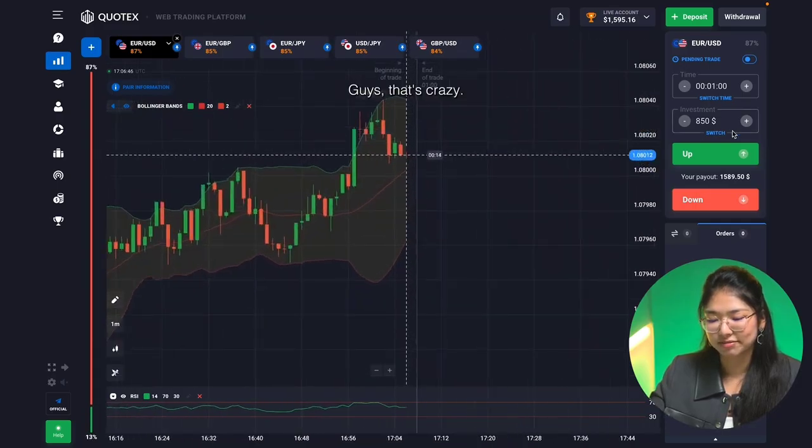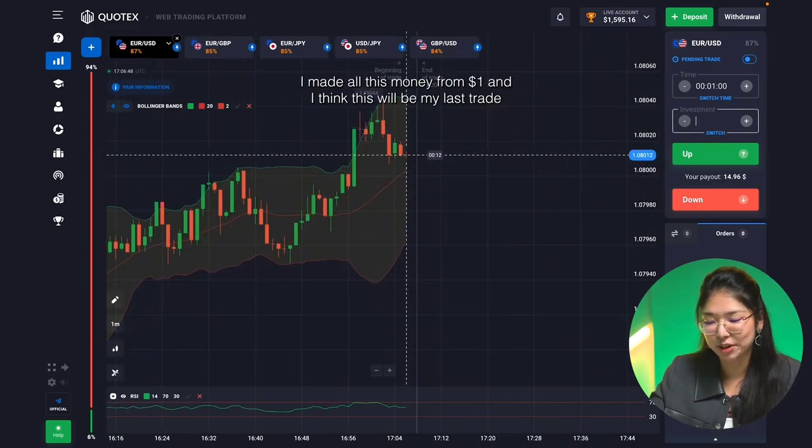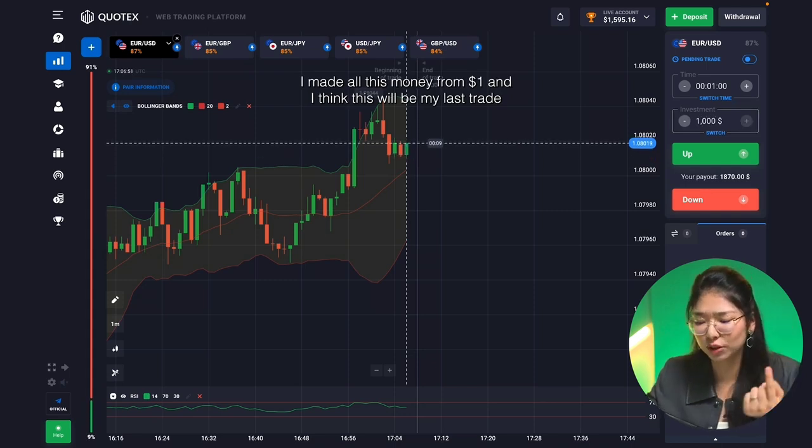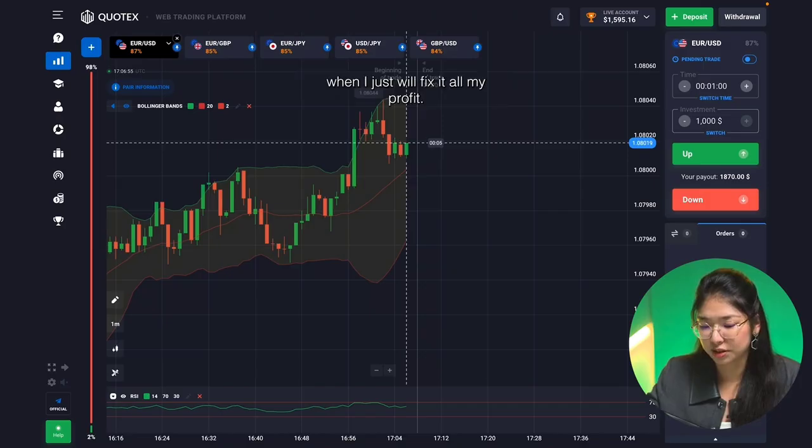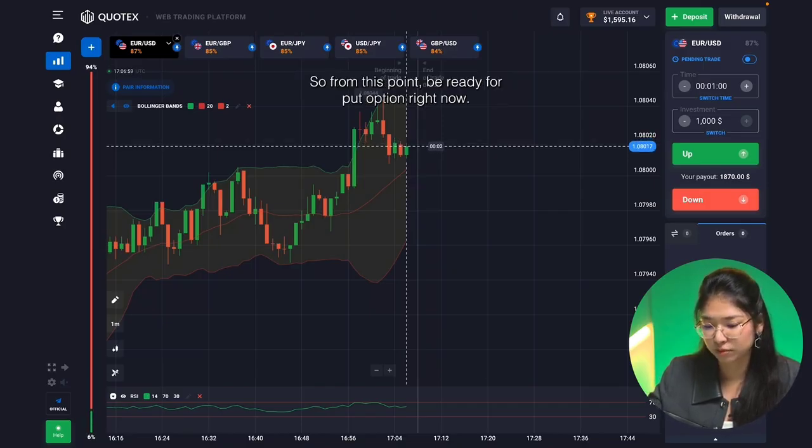And guys, that's crazy. I made all this money from $1, guys. $1, and I think it will be my last trade when I will just fix all my profit. So from this point, be ready for a put option right now.